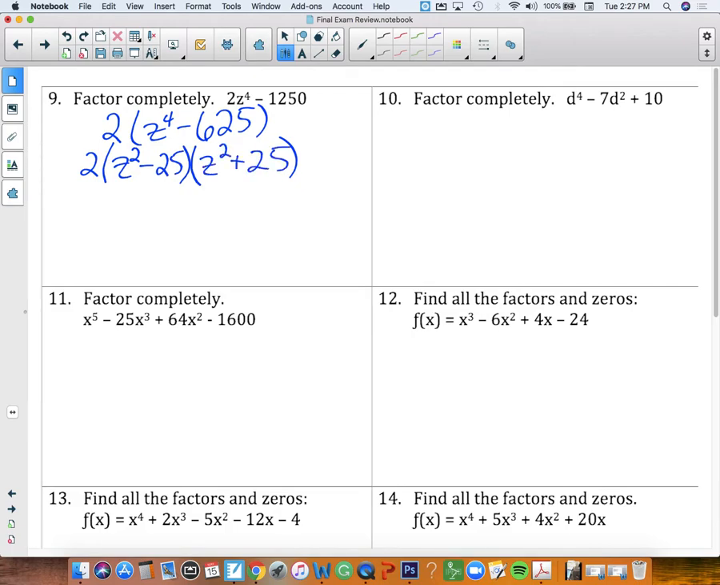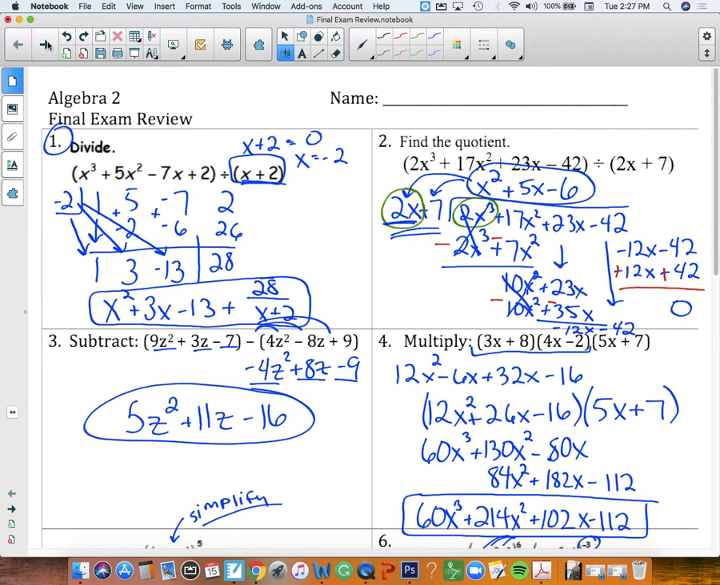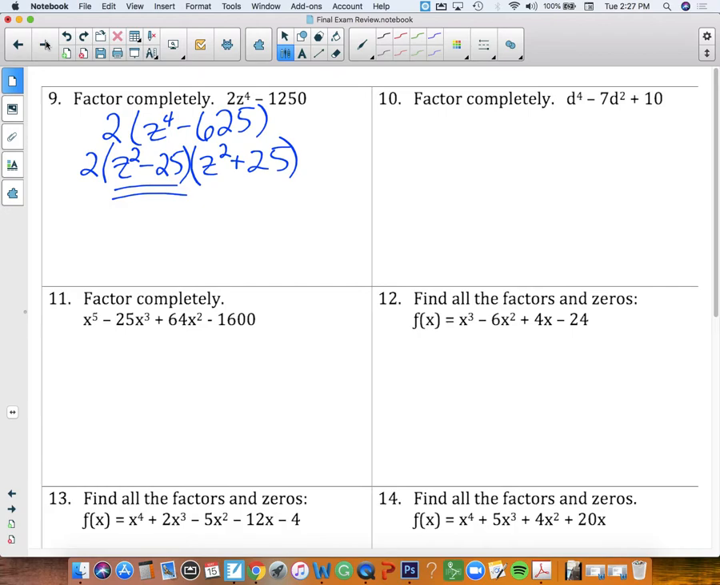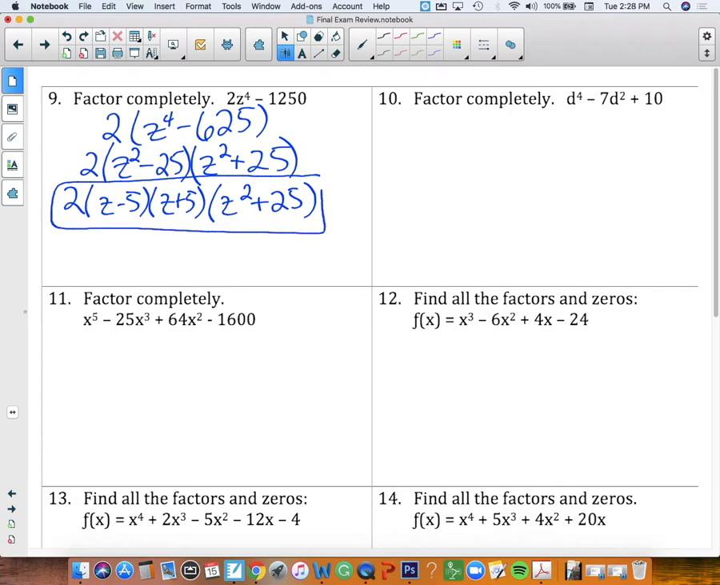Then we have difference of squares again right there. Oops, too far. Okay, difference of squares again right there. So we got to split that up. All right, so 2 stays out front. We got z minus 5, z plus 5, and then the z squared plus 25. That cannot be factored, so that is your final answer. Okay. When it's looking for factors, that's all you got to do. You don't have to solve anything. You don't have to do x equals something because it's just factoring. All right, so just factor it.